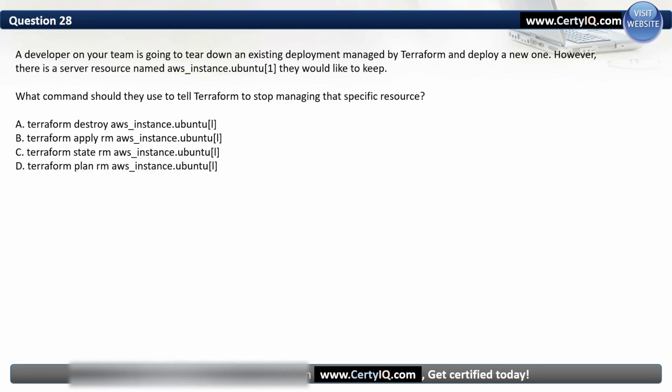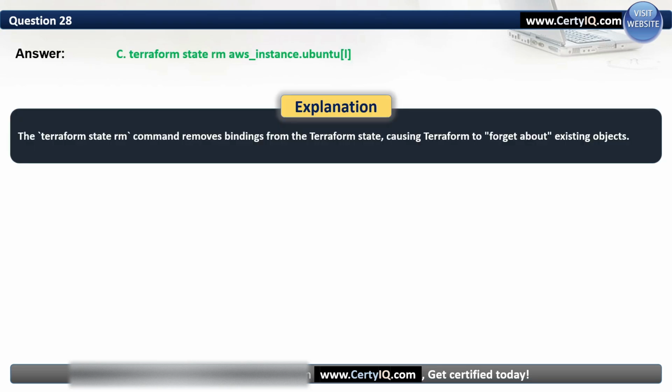Question 28. A developer on your team is going to tear down an existing deployment managed by Terraform and deploy a new one. However, there is a server resource named aws_instance.ubuntu1 they would like to keep. What command should they use to tell Terraform to stop managing that specific resource? The correct option is C. terraform state rm aws_instance.ubuntu1. The terraform state rm command removes bindings from the Terraform state, causing Terraform to forget about existing objects.